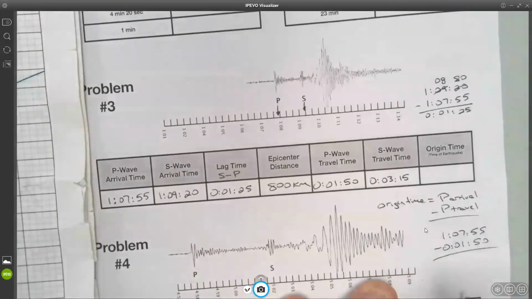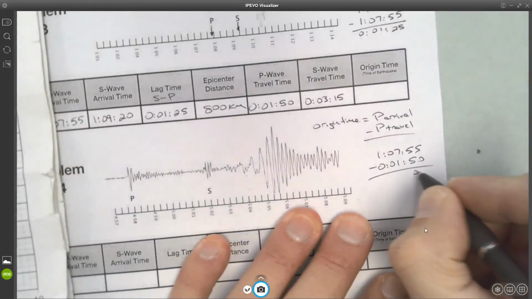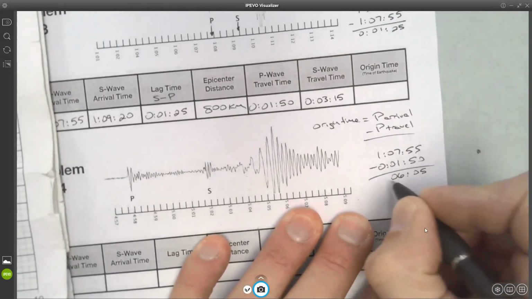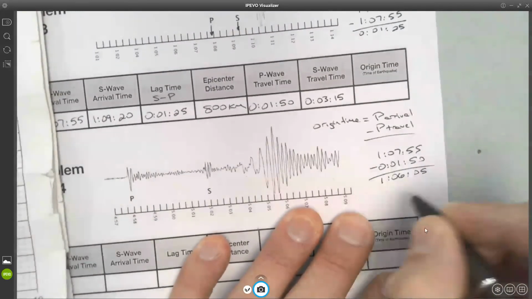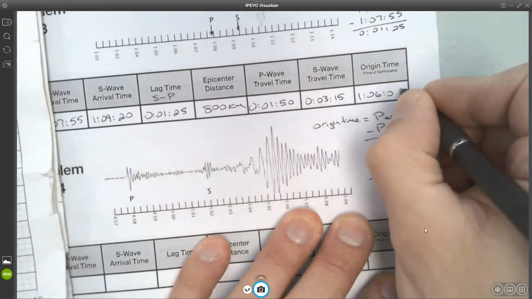This is nice, simple math. I don't have to do any borrowing in this example. So 55 minus 50 is 5 seconds. 7 minus 1 is 6 minutes. And this is 1 hour. So that's my origin time, 1:06 and 5 seconds.